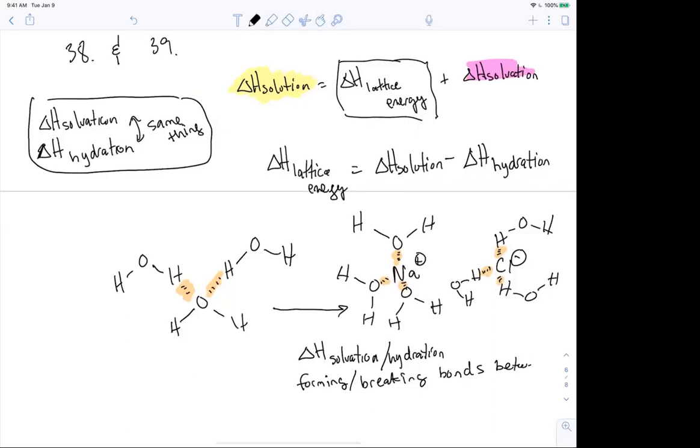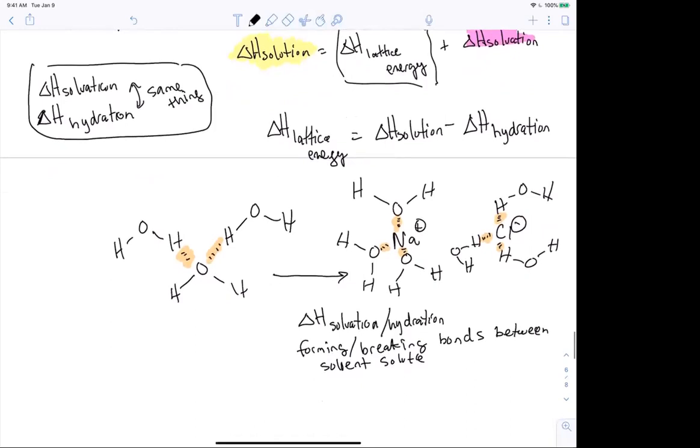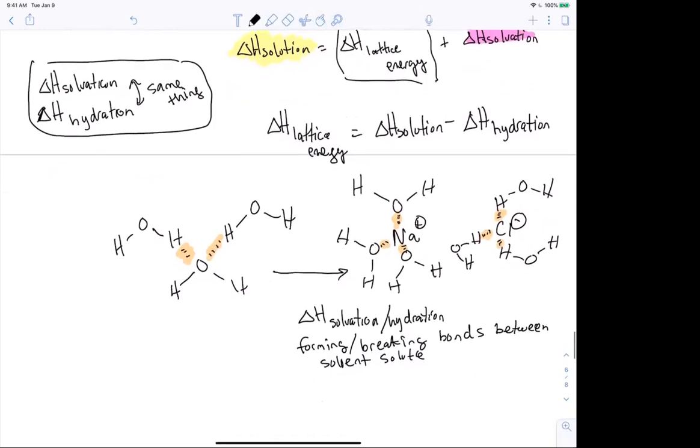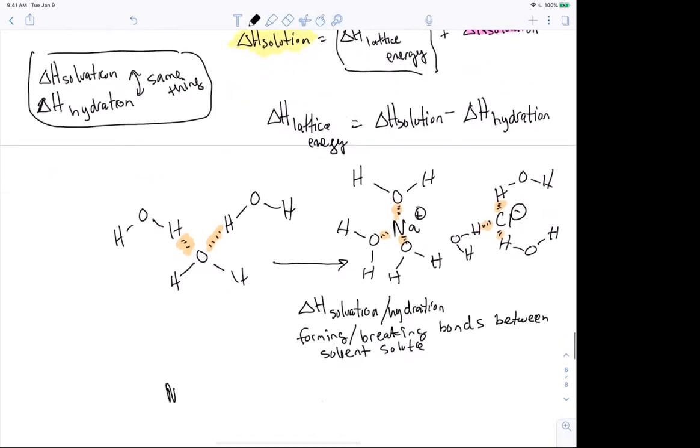Between solvent and solute. And then the delta H lattice energy is the energy associated with having to break up a crystalline lattice of something. So that's this other component, and I think I get into a lot of detail in this in my lecture video.